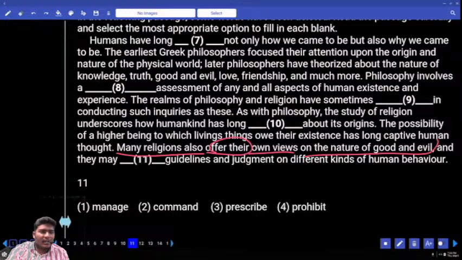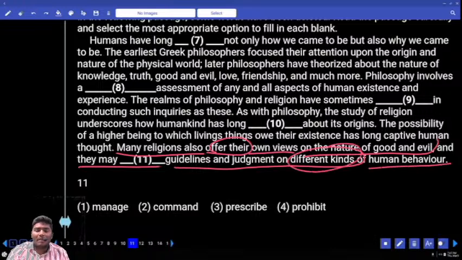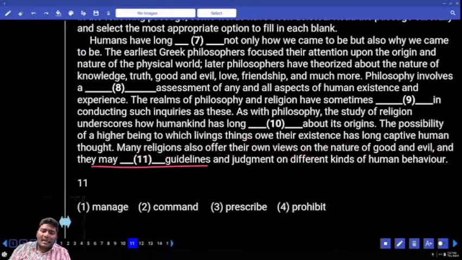On the nature of good and evil, and they may dash guidelines and judgments on different kinds of human behavior. The meaning of the sentence is, each religion has its own rules, its own guidelines for all human beings. Now they may manage guidelines, they may command guidelines, they prescribe guidelines, they prohibit guidelines. Which one is the correct possibility here?